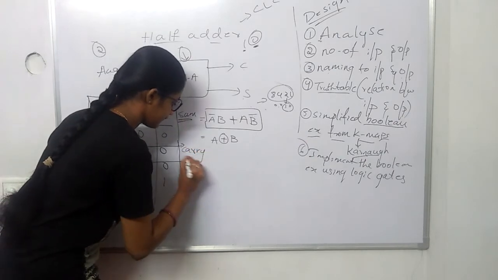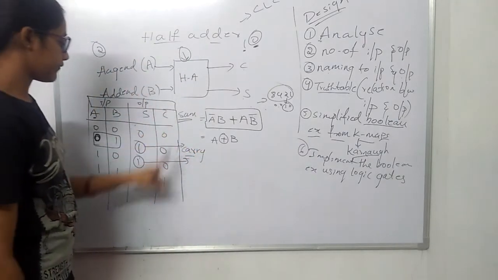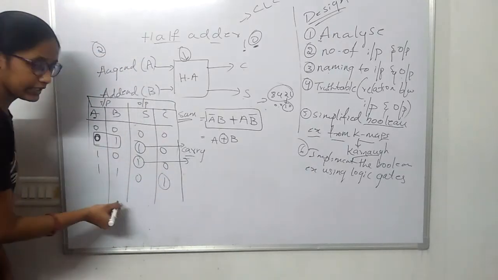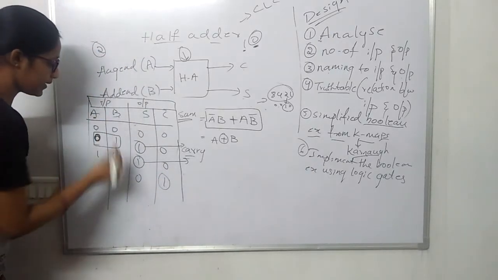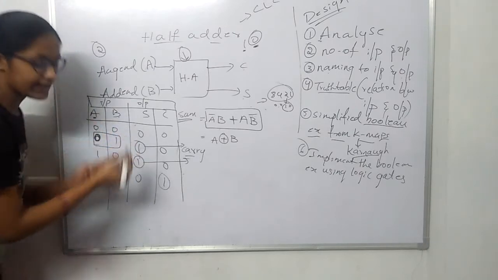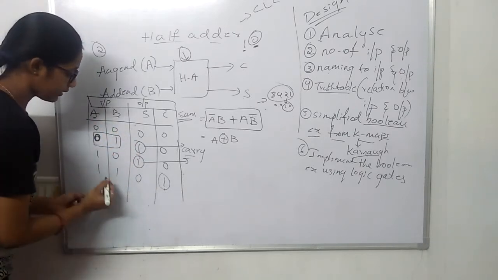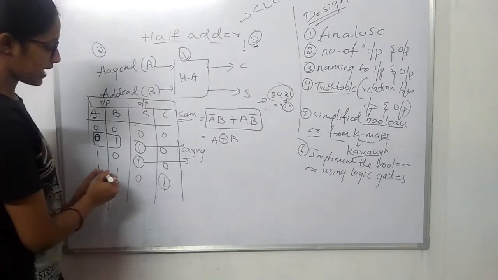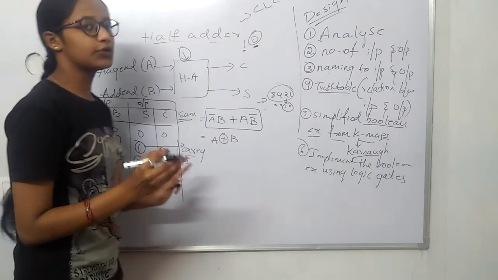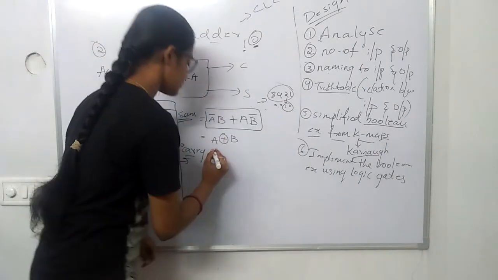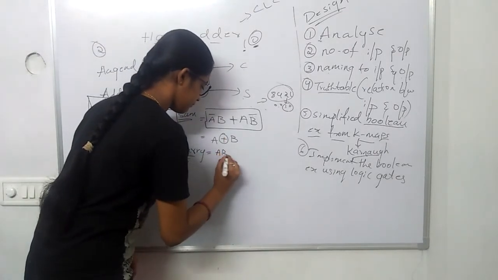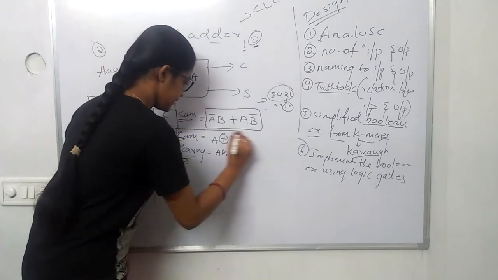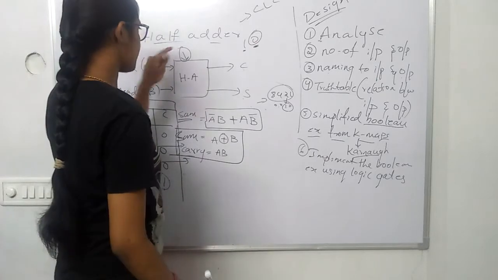Next one, carry. At carry, we have only one position, and that too in our fourth position. Here in the fourth position, we have AB. You can take directly AB as it is associated with 1. These are normal, so as there are no zeros, we don't need to take any bars. So carry is equal to AB. So these are the simplified Boolean expressions in a half adder.